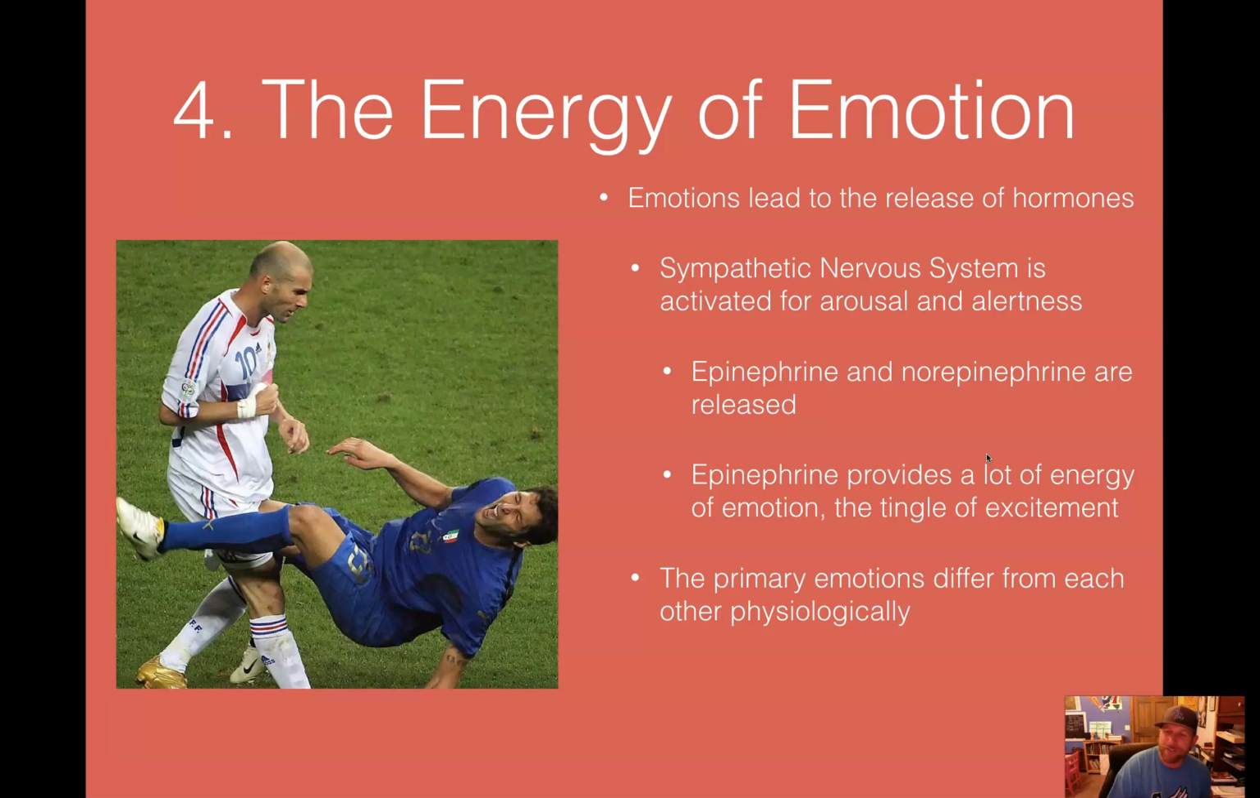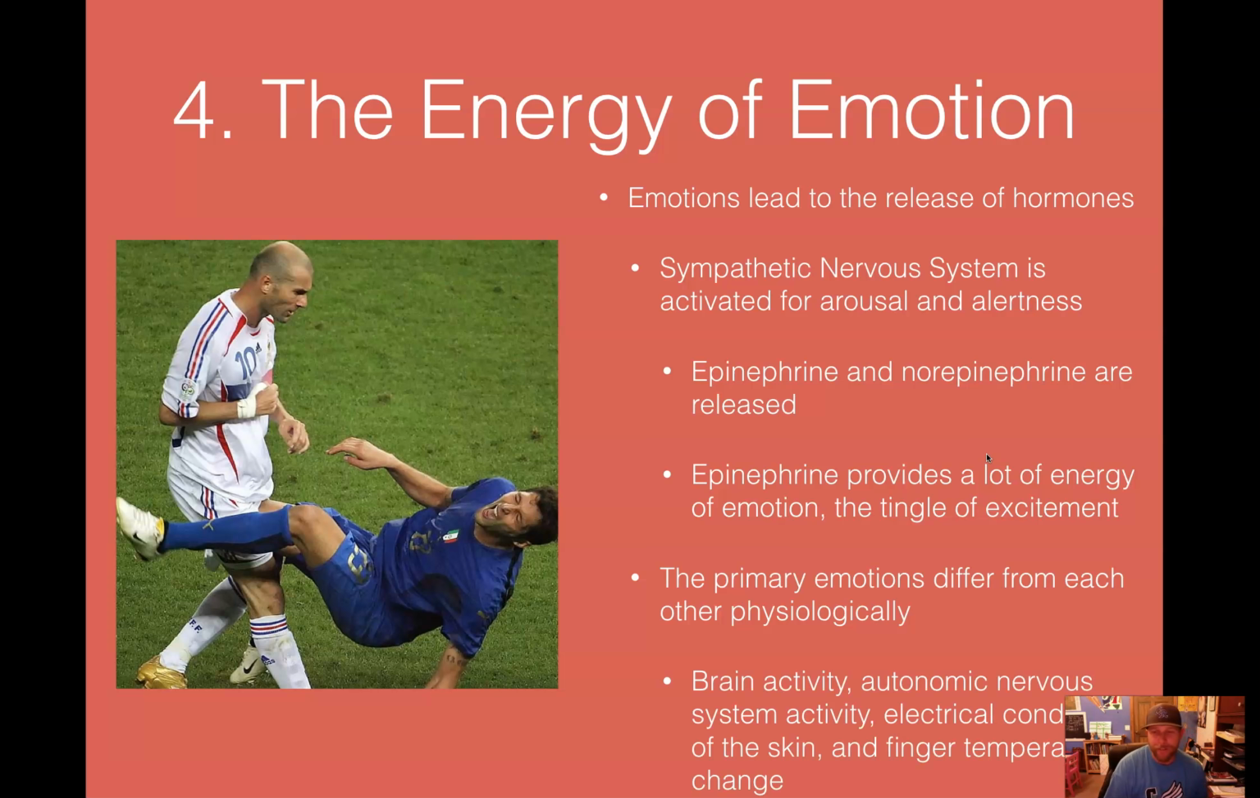Primary emotions differ from each other physiologically as well. Your body reacts differently to the primary emotions. Brain activity is different. Autonomic nervous system activity, electrical conductivity of the skin, and finger temperatures change, so there are hot and cold zones throughout the body.